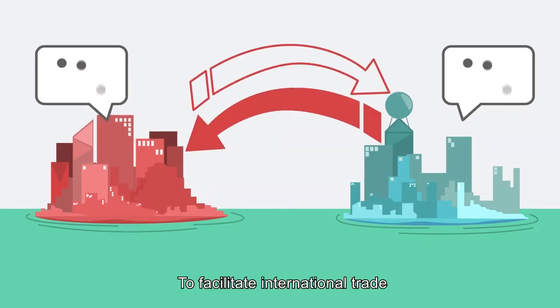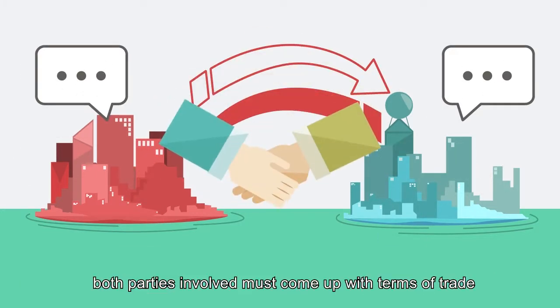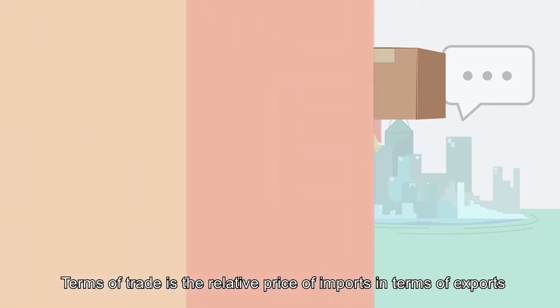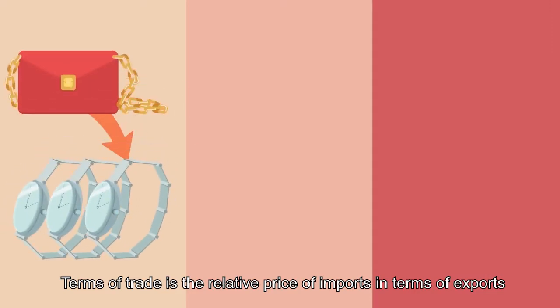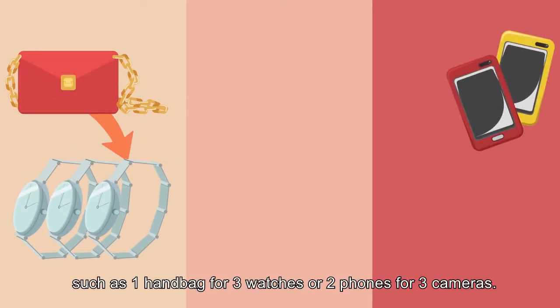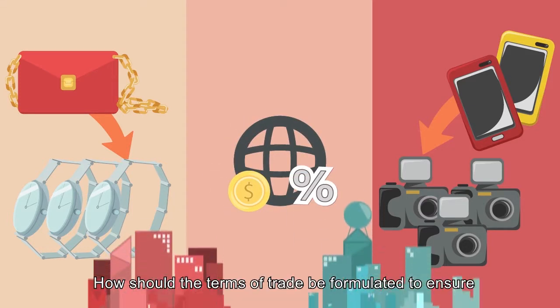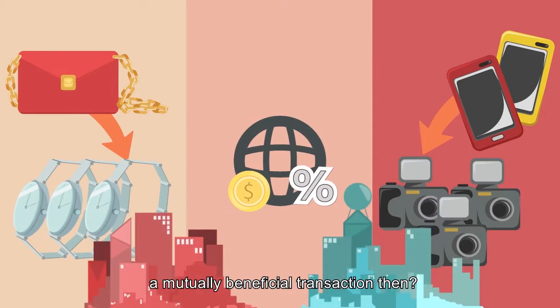To facilitate international trade, both parties involved must come up with terms of trade that allows both of them to gain from the transaction. Terms of trade is the relative price of imports in terms of exports, such as 1 handbag for 3 watches or 2 phones for 3 cameras. How should the terms of trade be formulated to ensure a mutually beneficial transaction then?